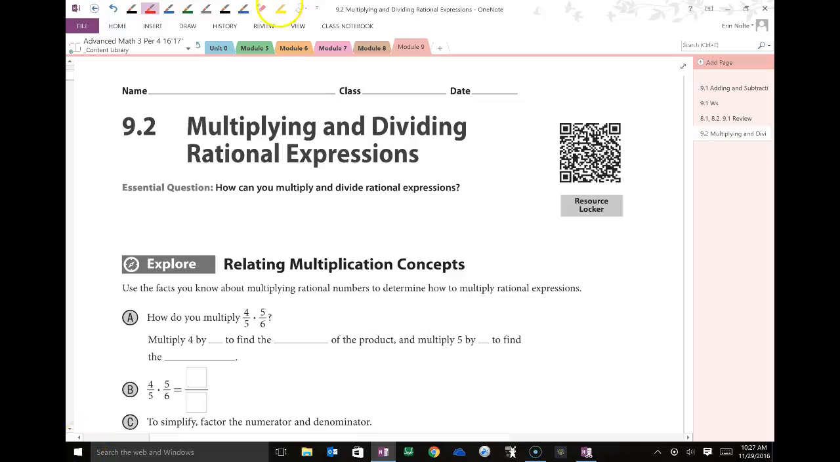Okay. All right, so 9-2, multiplying and dividing rational expressions. Okay, so in 9-1 we did adding and subtracting. So now we're doing multiplying and dividing of our rational expressions.